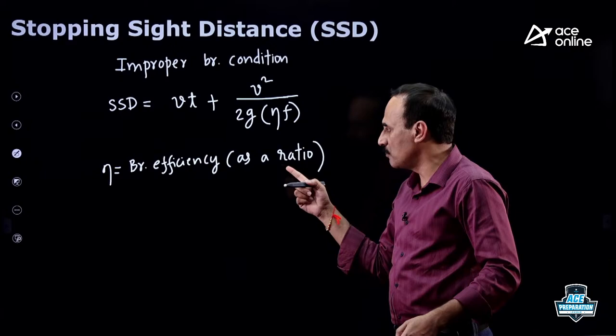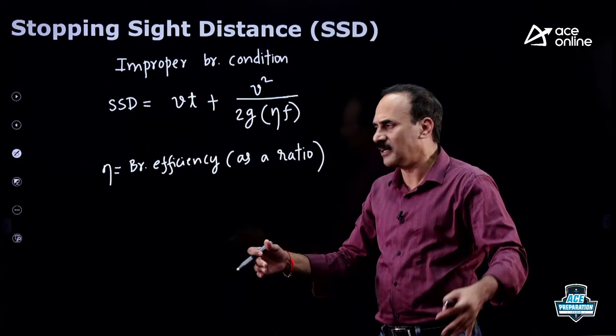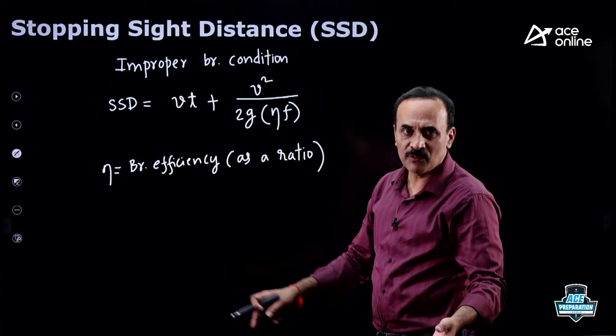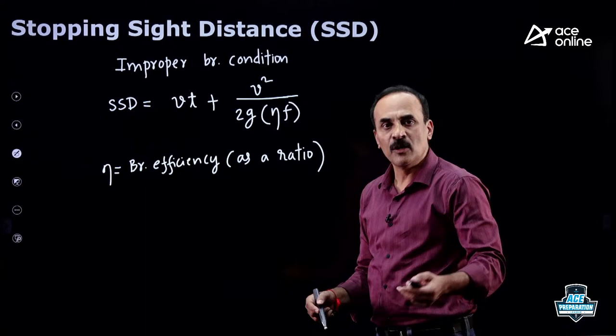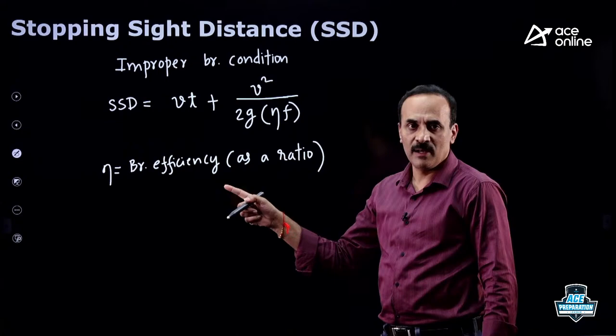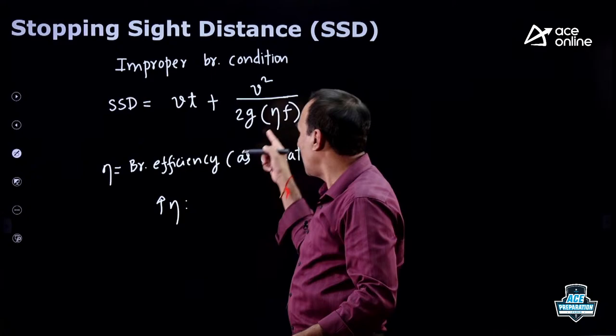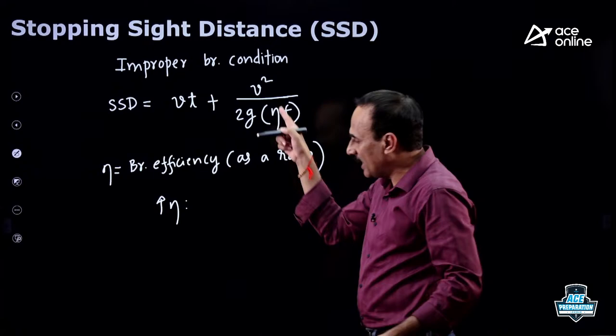If brakes are 100% perfect, then eta becomes equal to 1. Say, for example, there is 20% loss at the braking system, 20% gone out of 100, so eta becomes 80%, nothing but 0.8. You need to substitute 0.8 if 20% losses are there at the brake condition. Once you have braking efficiency coming into the picture, the higher value of braking efficiency, nearest to 1, means you have proper friction, and the vehicle can stop at a lesser distance.